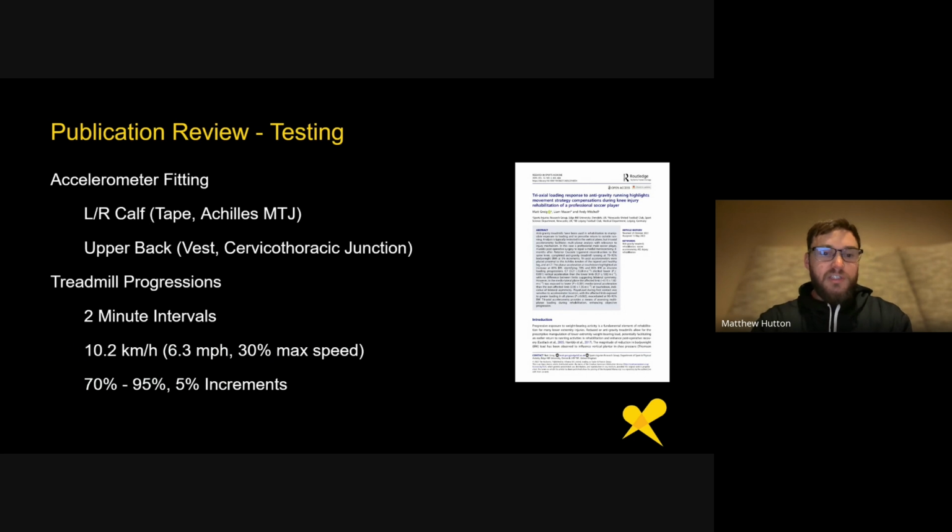The treadmill progressions, these were 2-minute intervals, and so they weren't really trying to exhaust or fatigue him. And they chose a speed that was 30% of his maximum speed, pretty slow speed, but it was consistent with their rehab protocol at that time. They typically start people with their running at 30% max speed.